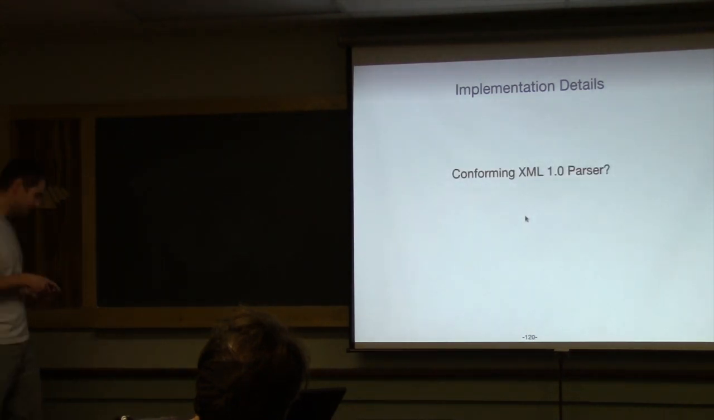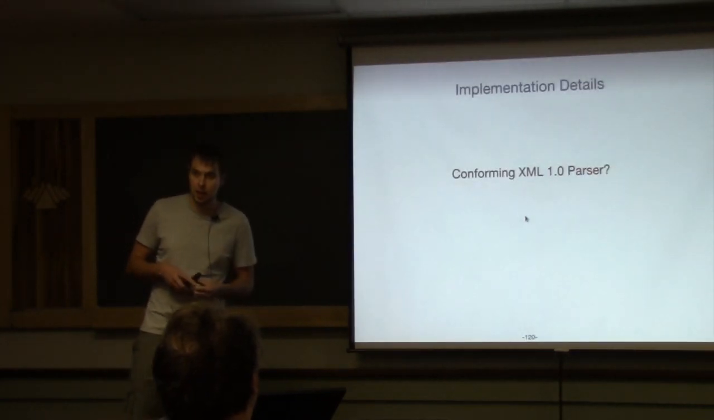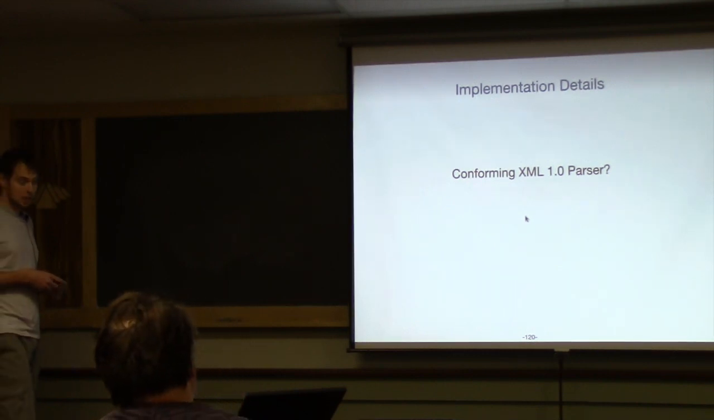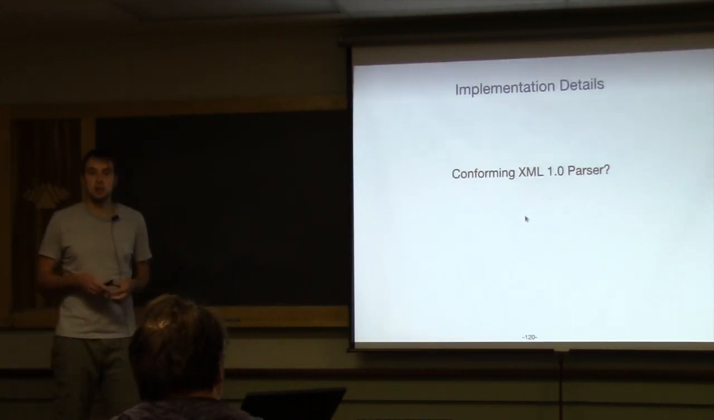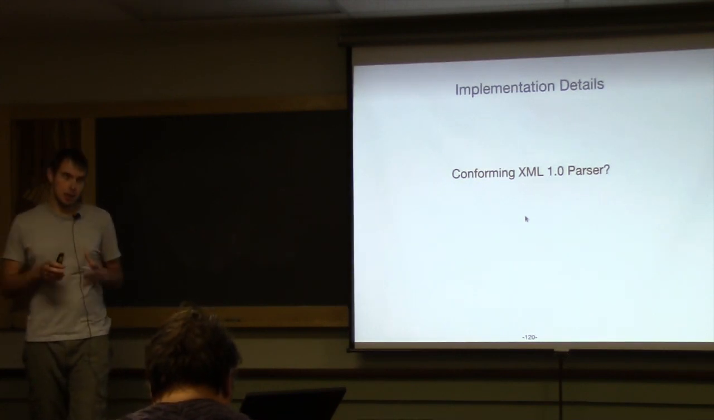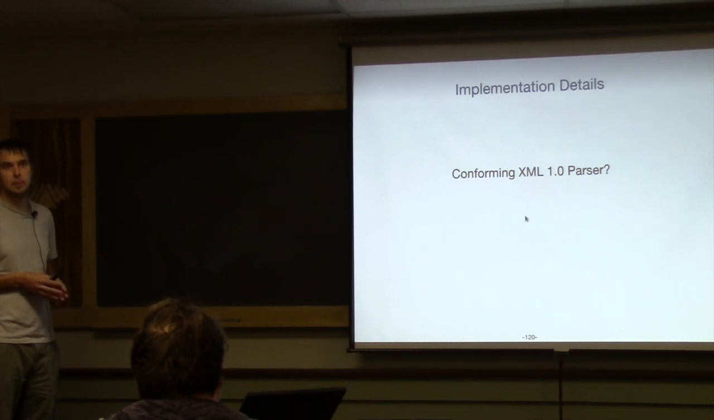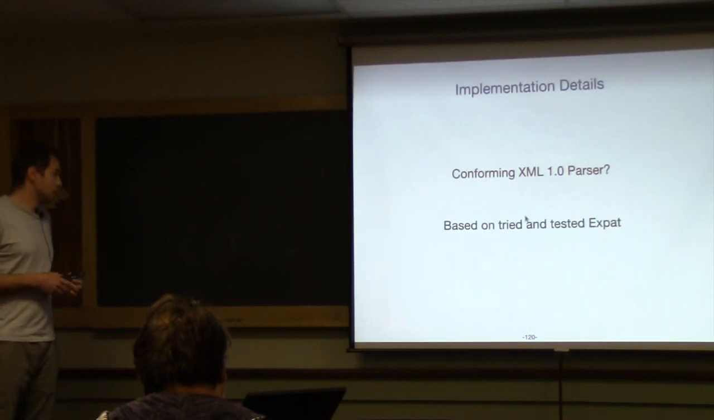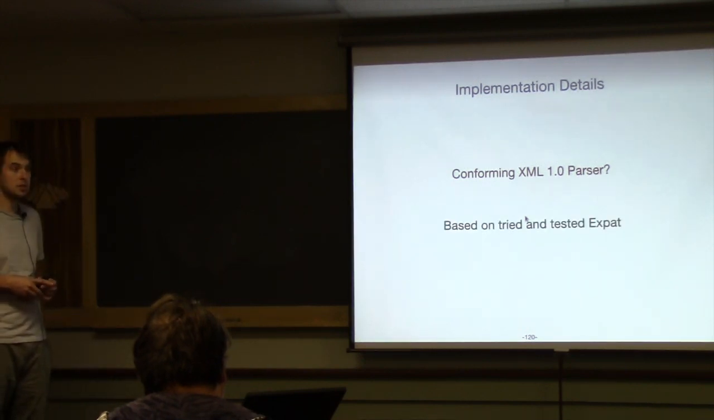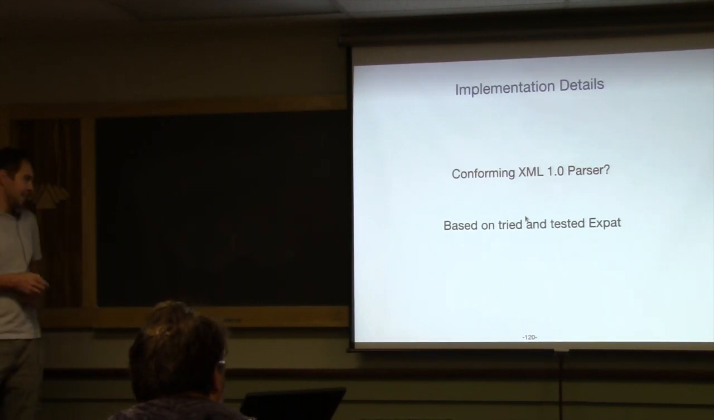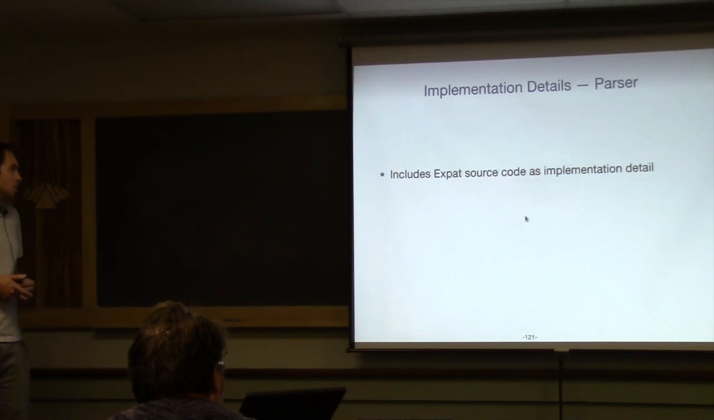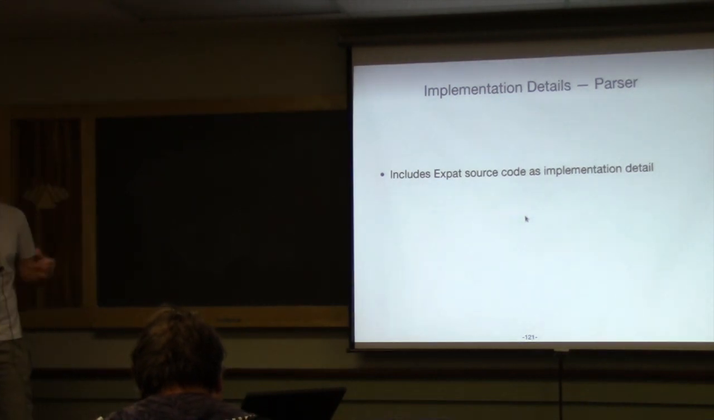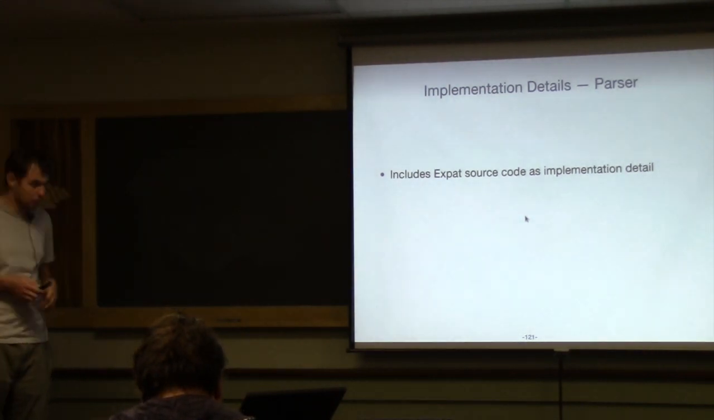So if you follow my advice, you should be pretty skeptical and immediately ask whether it's a conforming implementation or not. And the answer is yes, it is a conforming, non-validating XML 1.0 implementation. Now you should get really skeptical, because as we've seen, implementing a conforming parser and testing it is quite a job. And I actually didn't. This is based on expat, which is very well tested. So the library includes expat source code as an implementation detail. You can also use an external library if you prefer.